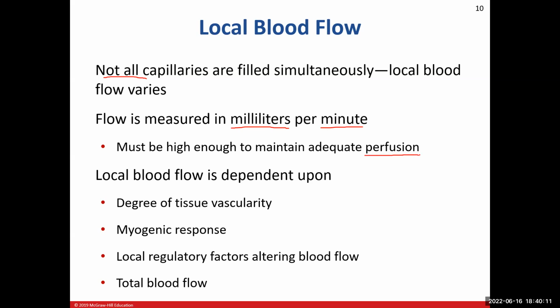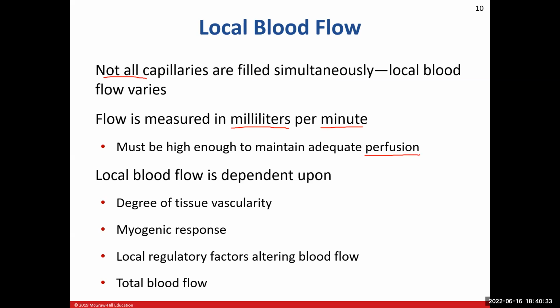That blood supply going to a tissue area, we want to make sure it's getting enough of the nutrients, of whatever the blood is carrying, to help with metabolic function. So local blood flow has to be high enough to maintain what we call adequate perfusion. So it's getting enough of what it needs.